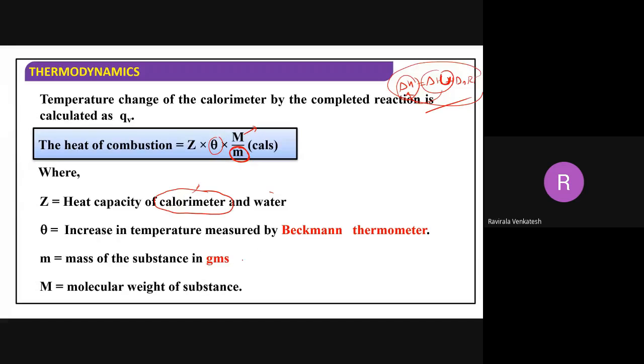For example, if you take methane, the molar mass will be 16. If you take glucose, the molar mass will be 180.